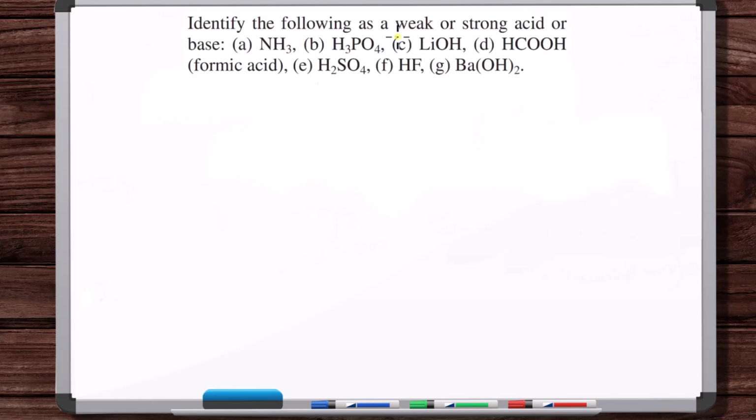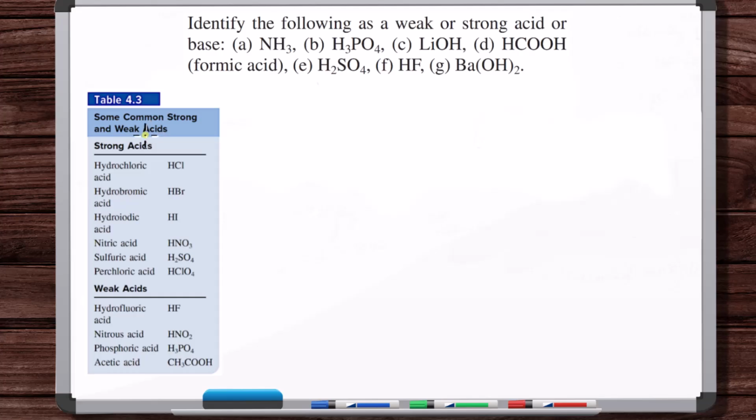Identify the following as a weak or strong acid or a weak or strong base. Okay, so we can reference the table that the textbook gives regarding strong and weak acids, but we aren't given a dedicated table regarding strong and weak bases. But it's also helpful to think about the meaning of a strong acid, strong base, weak acid, and weak base. Remember, this strong, weak designation for acids and bases is just referring to whether the acid or base is a strong or weak electrolyte.